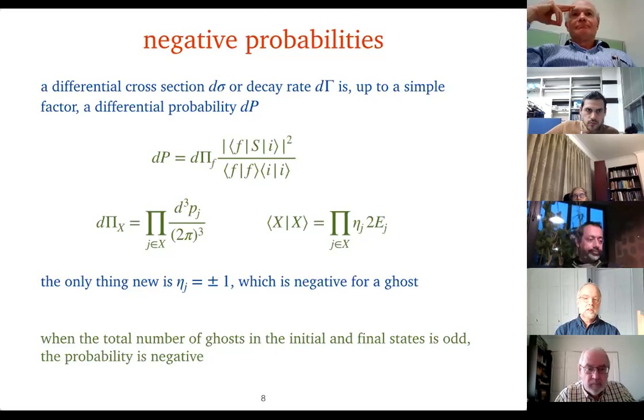So a differential cross-section or a decay rate is, up to some simple factor, like a flux factor in the case of a cross-section, nothing more than a differential probability. So I can write this dP as a phase space factor for the final state times a matrix element squared divided by these norm factors. And the only thing new here is this eta_j in the norm factor, where j labels the particle. So eta_j is plus or minus 1, and minus 1 for a ghost. So when the total number of ghosts in the initial and final states is odd, then the probability is negative.